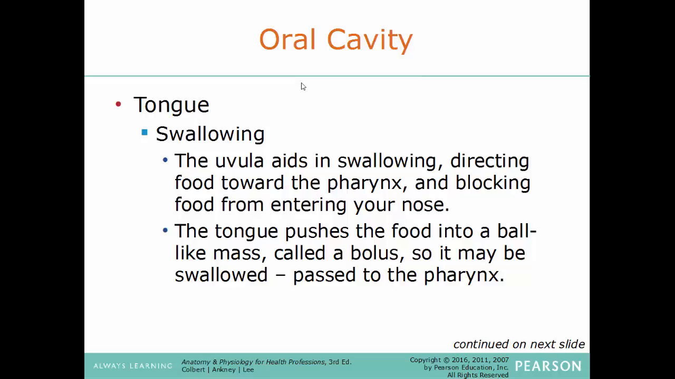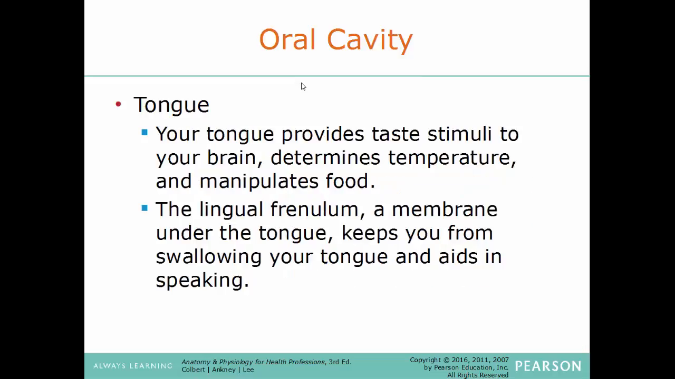And as you swallow, your tongue will push the food that you're swallowing into a ball-like mass, and that mass is called a bolus. So at this point, it's able to be swallowed and be passed down to the next part of the system, which is the pharynx. Your tongue will also provide taste stimuli to your brain, which will help determine temperature and also to manipulate food. Then there's a membrane that's found underneath your tongue called the lingual frenulum. This membrane is what keeps you from swallowing your tongue and also aids in speaking. So this helps to anchor your tongue down to the floor of the oral cavity.